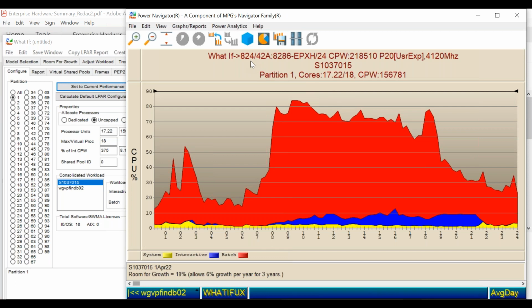Now, you can see this is an 824, which is what the AIX machine was looking at. But you'll notice that, remember, the IBM i was on an MME. Remember, it had 14 cores. In order to get the same performance on this machine, you would have needed 17.22 cores.